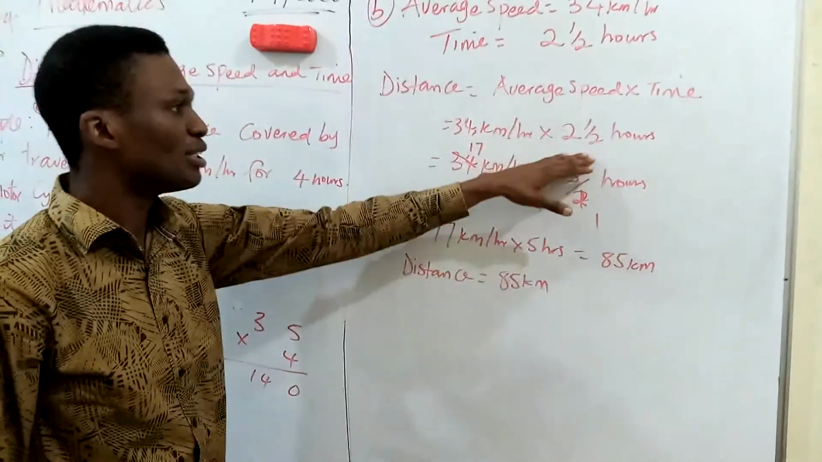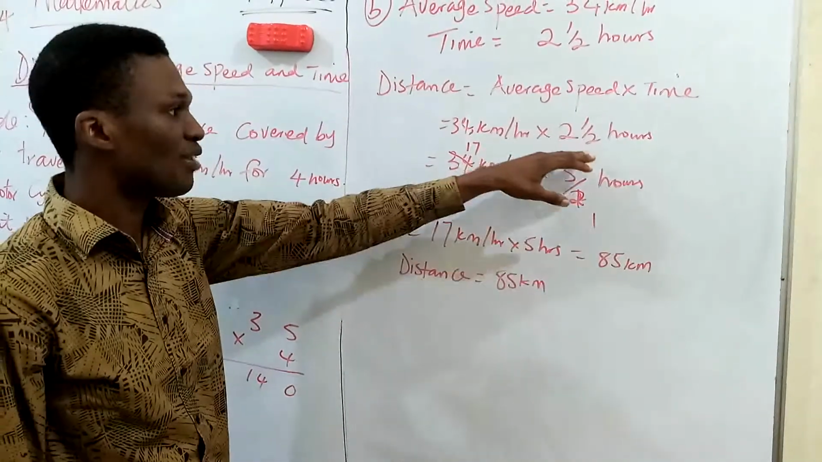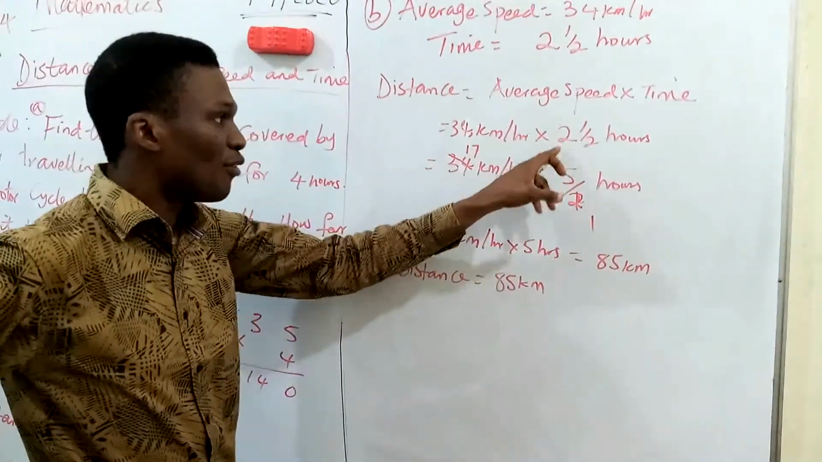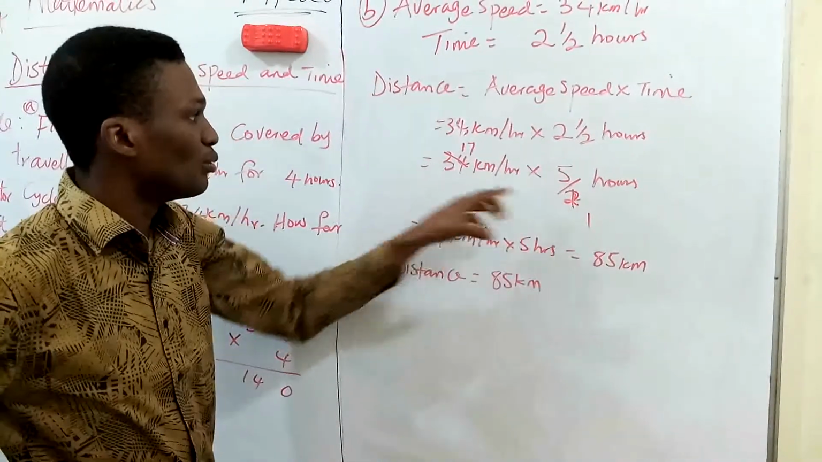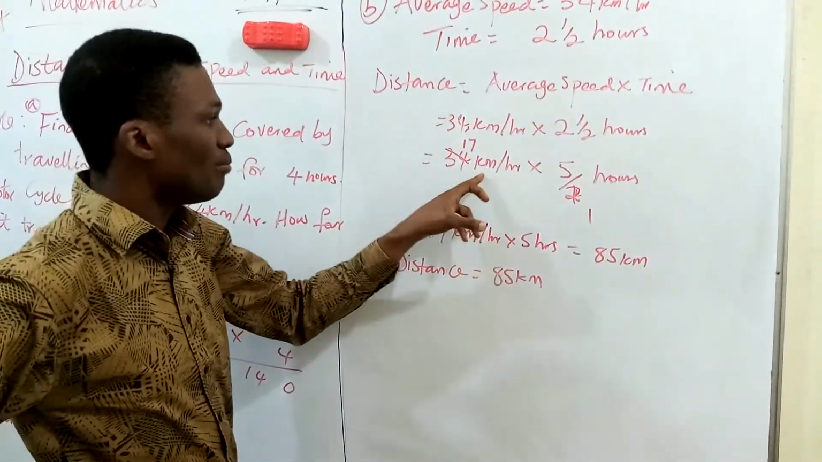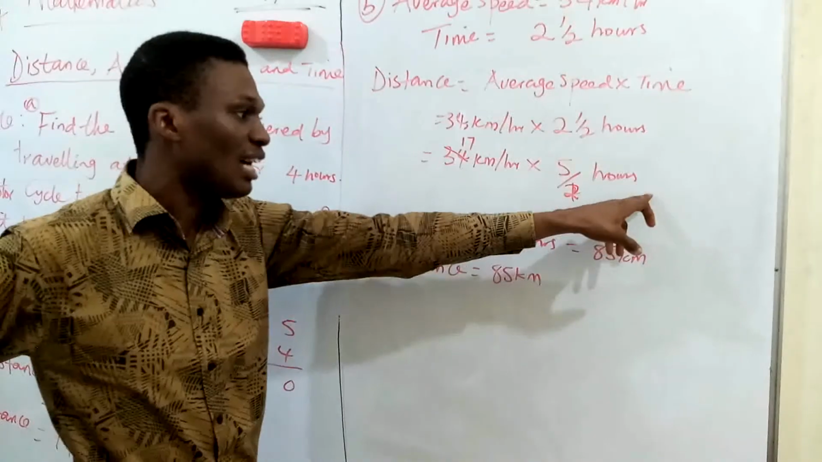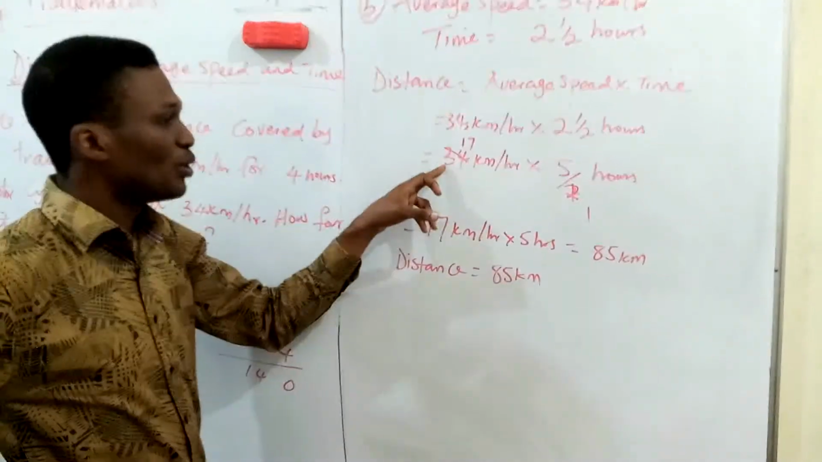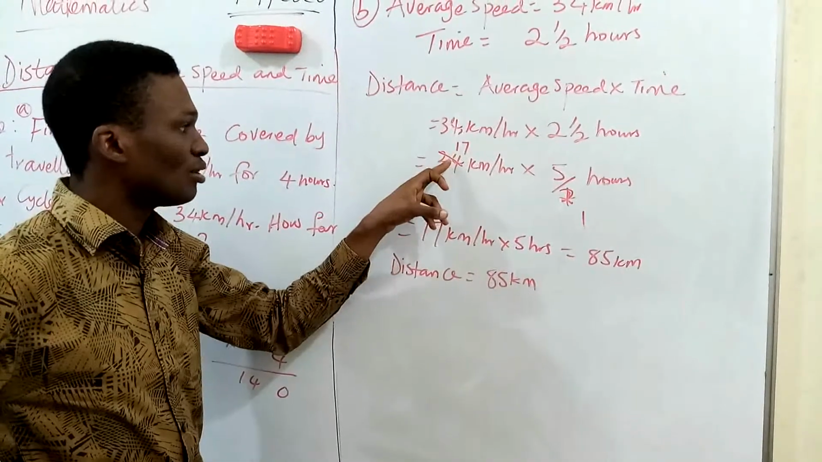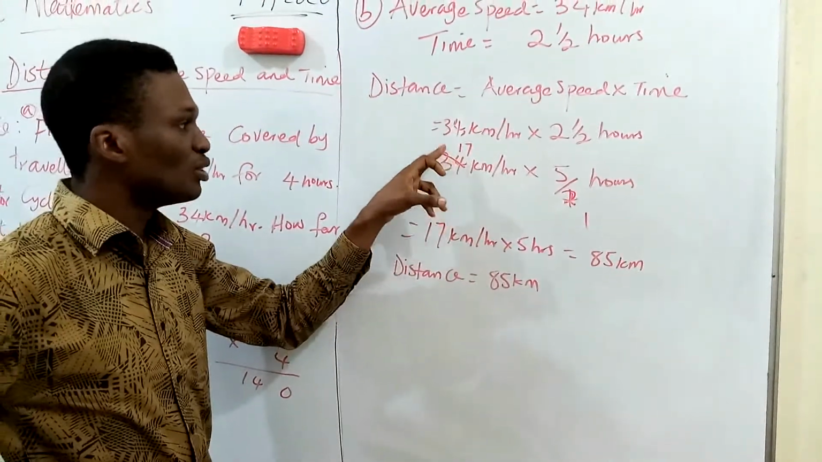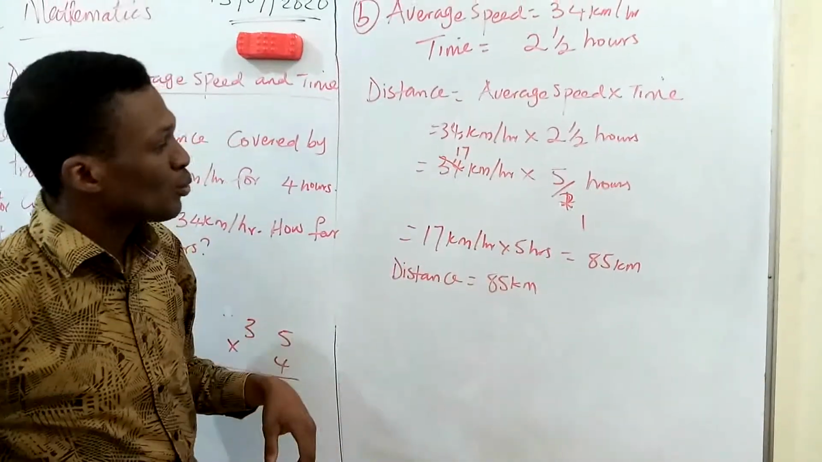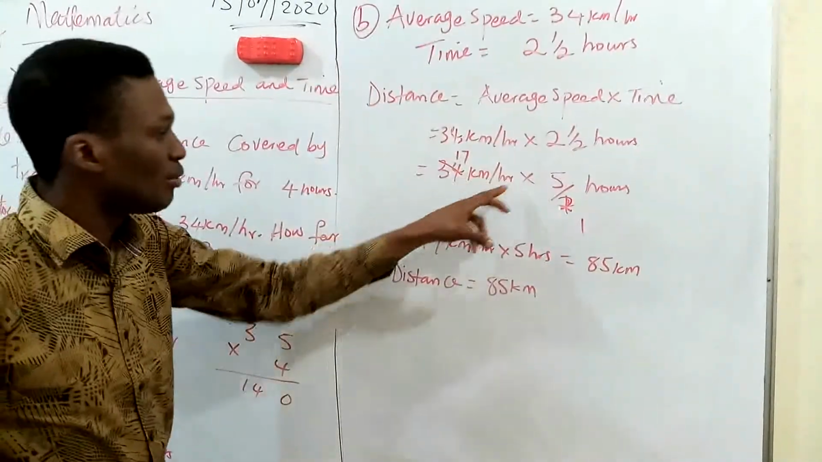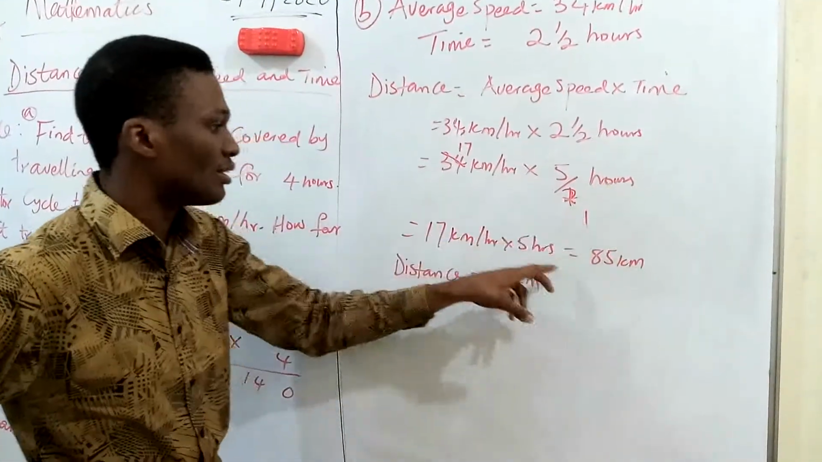We express the mixed number as an improper fraction: 2 times 2 is 4, plus 1 we have 5 all over 2. So 34 kilometers per hour times 5 over 2 hours. At this point 2 will cancel itself once. 2 into 3 we have 1 remainder 1, so it becomes 14. 2 into 14 we have 7. So what will we have left? 17 kilometers per hour times 5 hours.